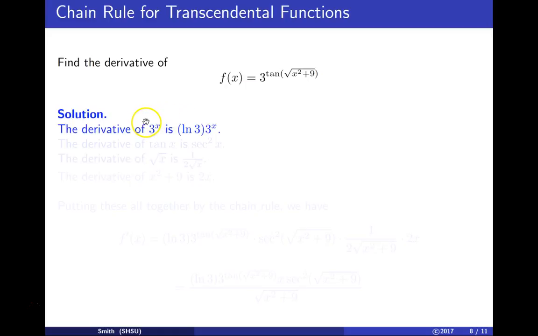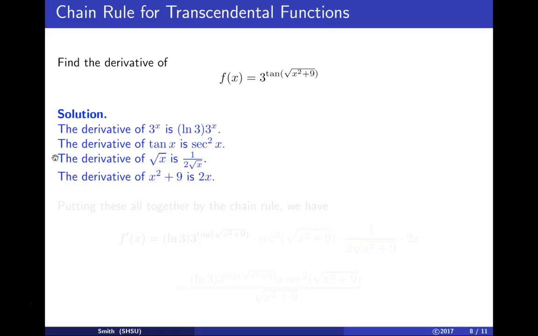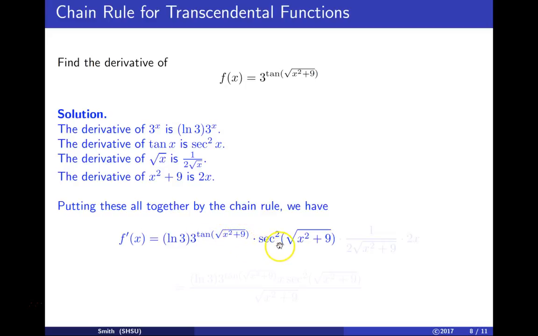The derivative of 3 to a power is the natural log of 3 times 3 to the power. The derivative of tangent is secant squared. The derivative of square root is 1 over 2 times the square root. In other words, the derivative of x to the 1/2 is 1/2 x to the minus 1/2. And the derivative of x squared plus 9 is 2x. Putting these all together by the chain rule, the derivative of 3 to that mess is the natural log of 3 times 3 to that mess times the derivative of tangent of that stuff, which is secant squared of that.